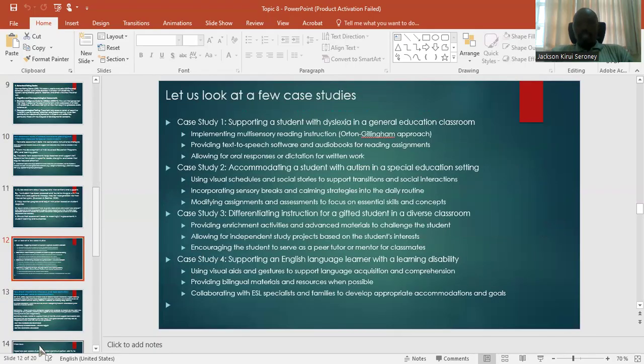So these are some of the case studies that have been done, and we'll just highlight one or two. For case study 2, if we need to accommodate a student with autism, what are the interventions? We will use visual schedules and social stories. We will also incorporate sensory breaks and calming strategies. And also we can modify assignments and assessments.